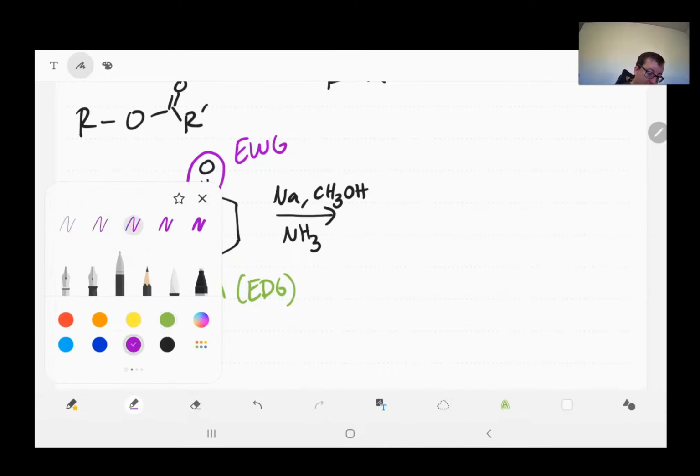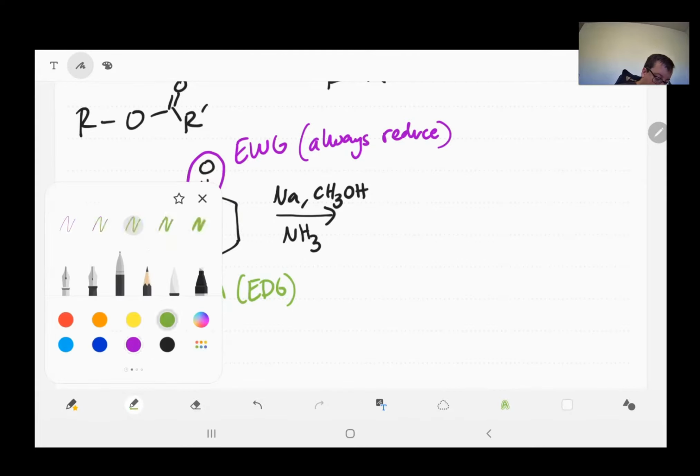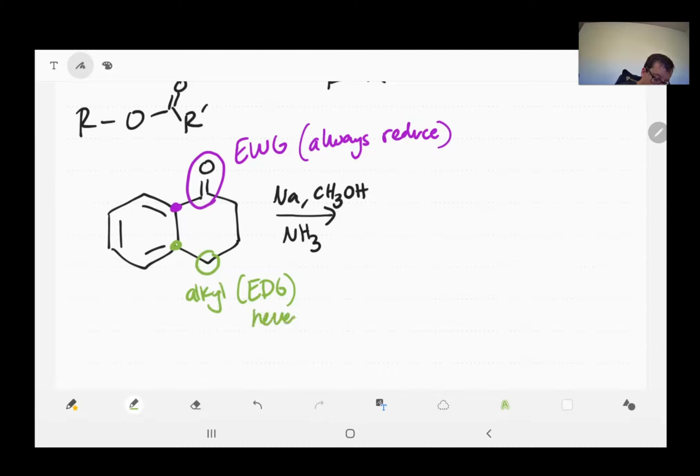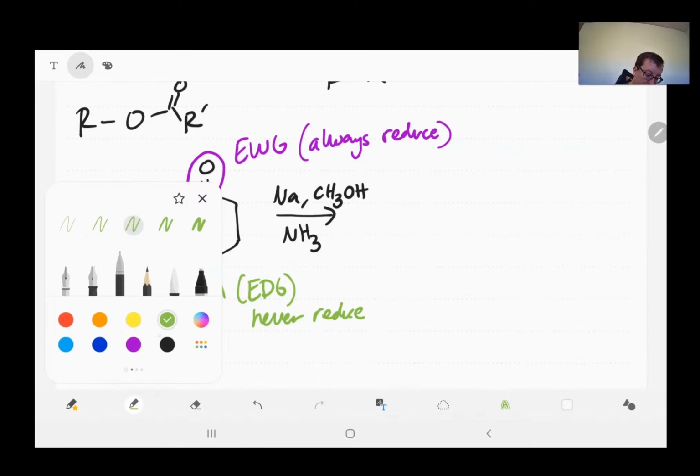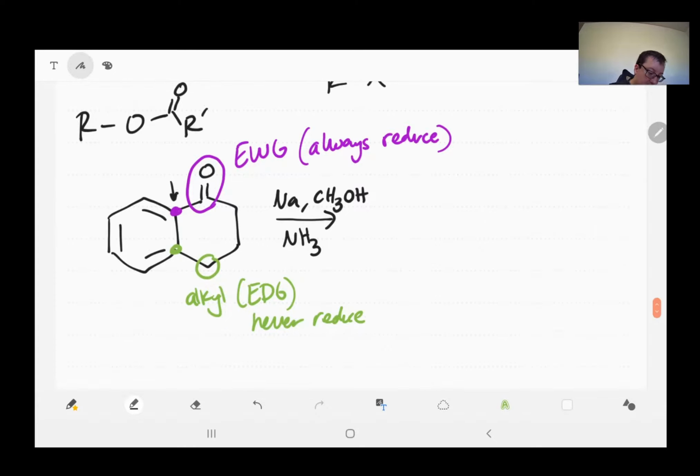Thankfully, these work out nicely for us. So we always reduce the electron withdrawing group carbon, and we never reduce the electron donating group carbon. So if we do this reaction, we know we are going to have our sodium attack this position here.